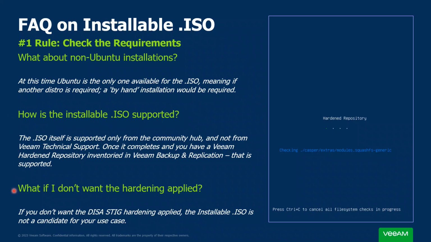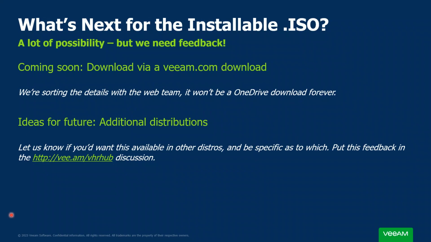And then the next question, what if I don't want the hardening applied? Well, if you don't want DISA STIG hardening, you're not a candidate for the installable ISO. So think about that in that regard. Trying to think about what's next. We need some feedback. There's a lot of opportunity here.